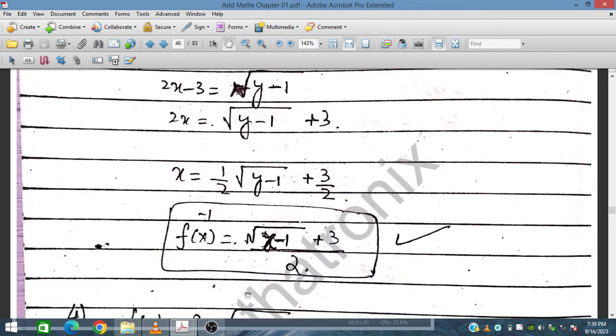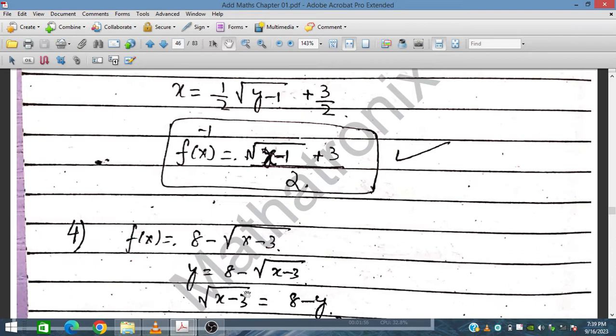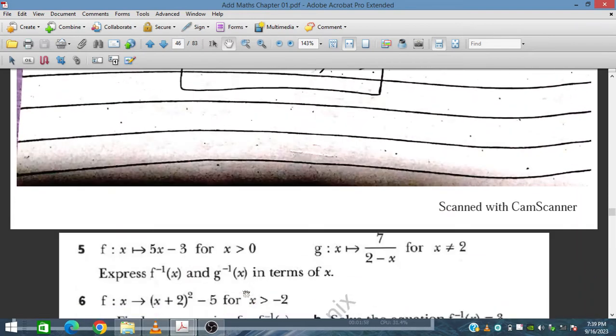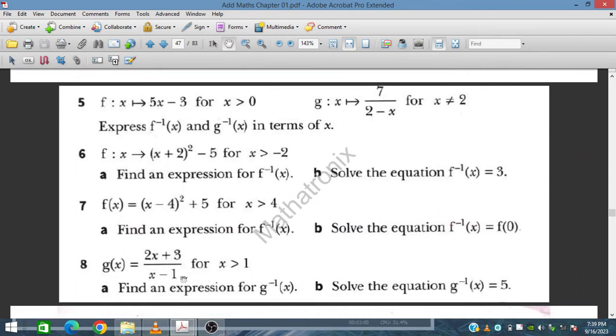Move to question number 5. We are given f: x maps to 5x minus 3, and g as a function x maps to 7 divided by (2 minus x), for x not equal to 2. Express f inverse x and g inverse x in terms of x.